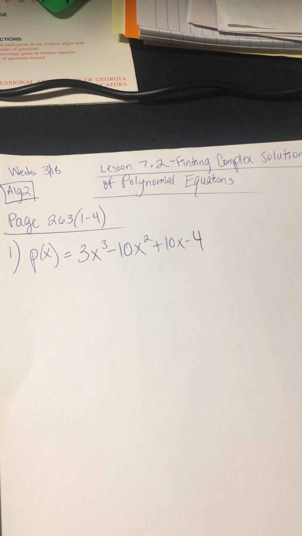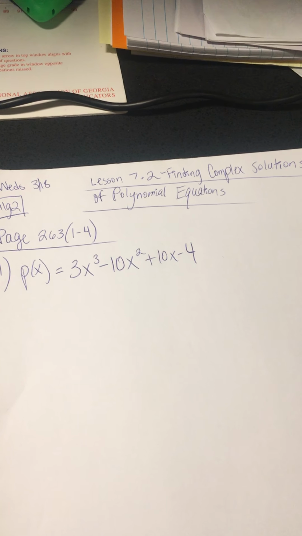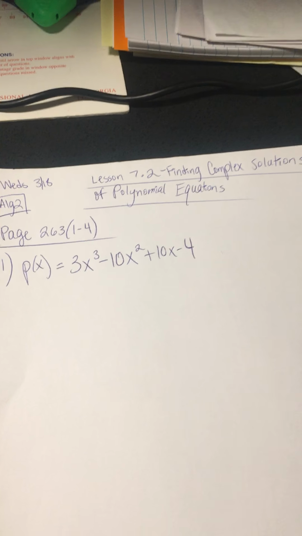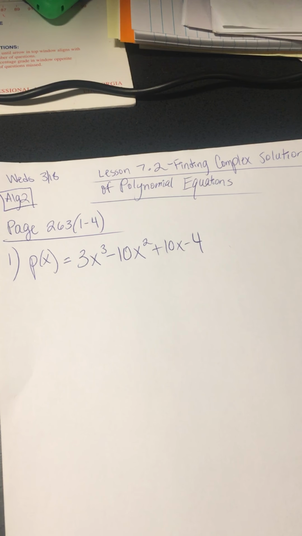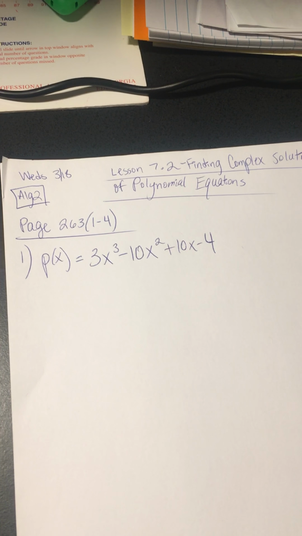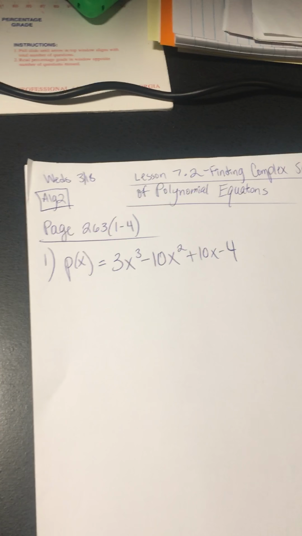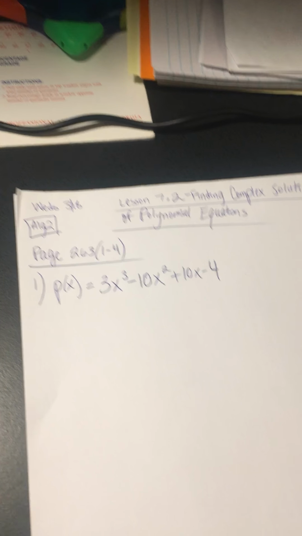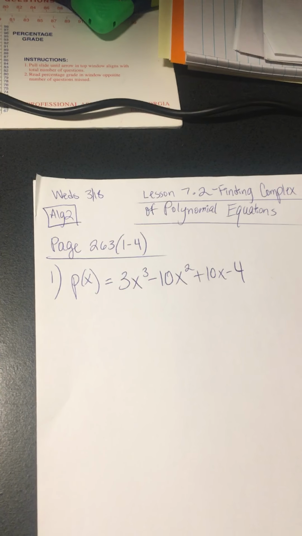This is number 1 from page 263, lesson 7.2, finding complex solutions of polynomial equations. The directions said, find all zeros of p of x. Include any multiplicities greater than 1. That just means if an answer appears more than once, make sure you show or write down that the answer appears more than once. And when it says find all the zeros, it means determine what value of x will make the equation equal 0.